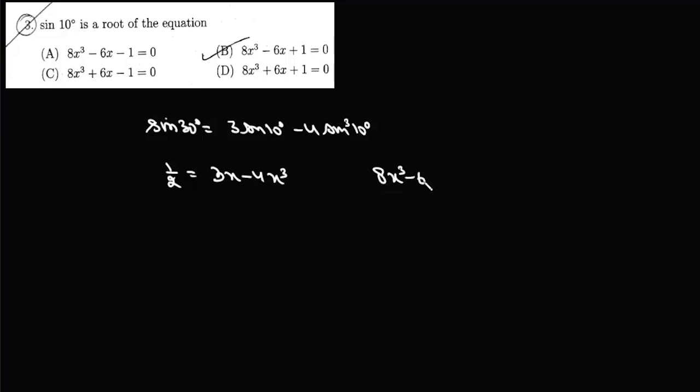Now in question number 3, we need to find sine 10 degrees is the root of which of the following equations. Now we know that sine 30 degrees is 3 sine 10 degrees minus 4 sine cube 10 degrees. Now sine 30 is 1 by 2 and sine 10 is this root, so we'll take sine 10 as x, so it will be 3x minus 4x cube, which is actually 8x cube minus 6x plus 1 equals 0, and that's your option B.